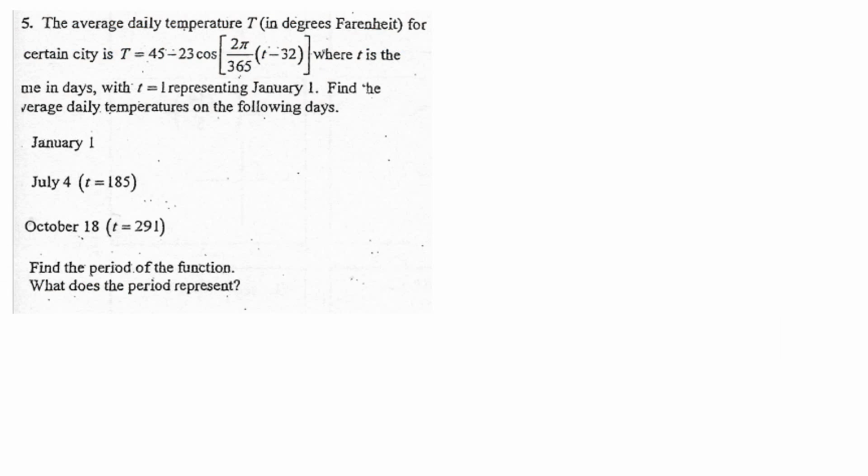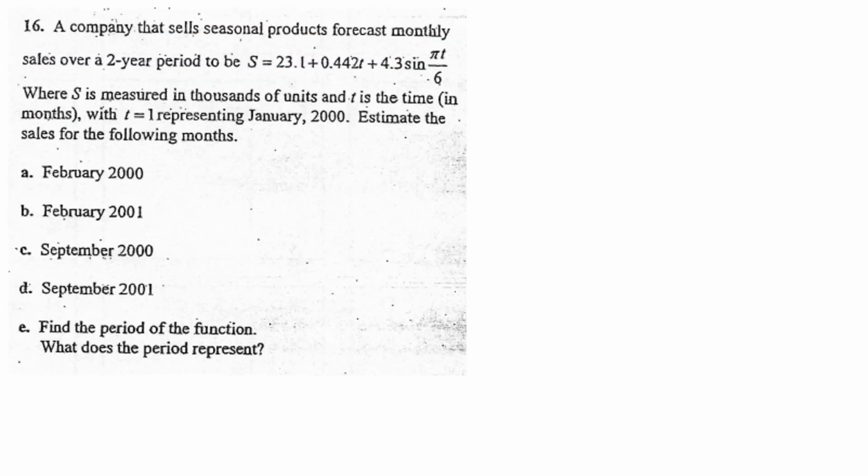Okay, let's look at number 16. A company that sells seasonal products forecasts monthly sales over a 2-year period represented by the following equation, where S is measured in thousands of units and T is time in months. T equals 1 represents January 1st. Estimate the sales for the following. And the very last thing is find the period.